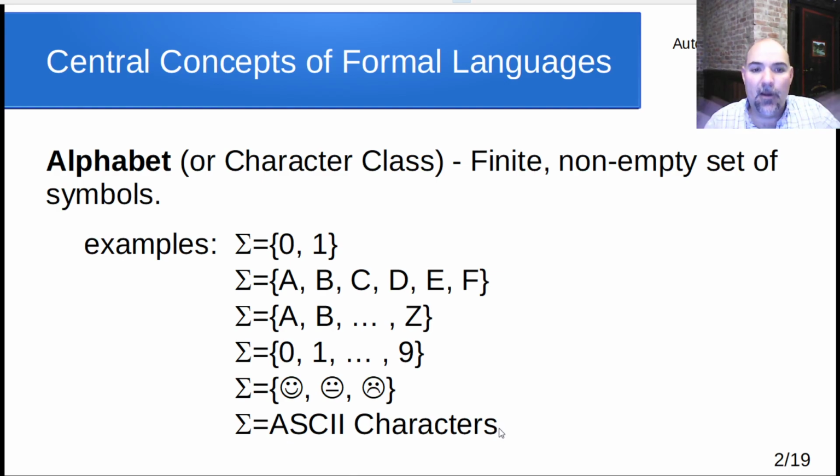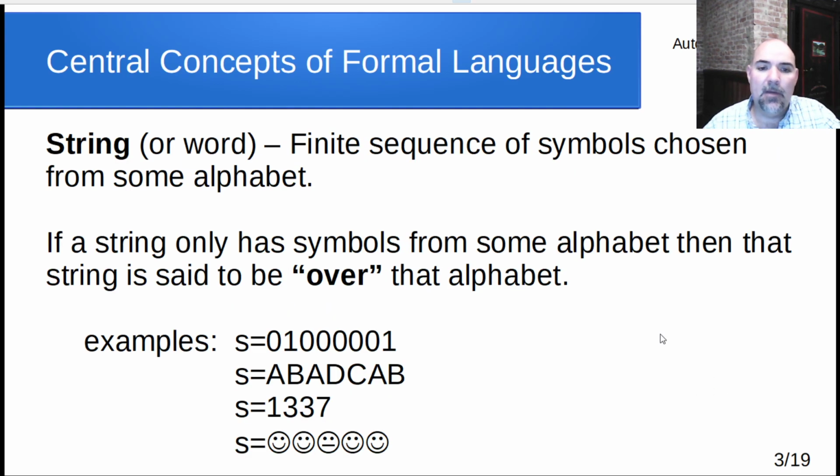So it could be a large set, or it could be small. You could have as few as 1 symbol in the alphabet, but you could have a whole lot. It just cannot be infinite. Okay, a string. A string is a finite sequence of symbols chosen from some alphabet. There's one other definition that we want to get in here as well, and that is the concept of the word over. If a string has only symbols from some given alphabet, then that string is said to be over that alphabet.